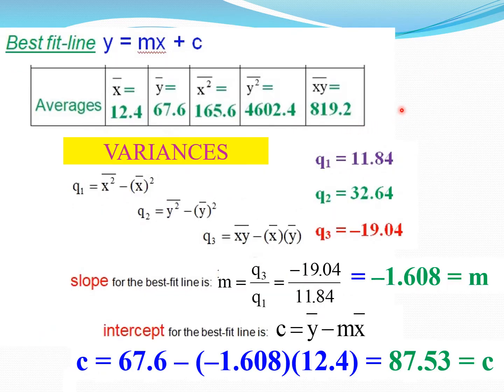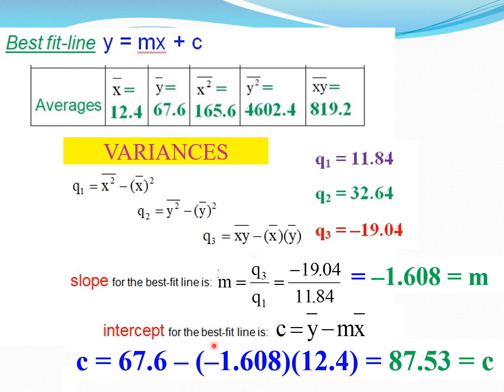So, nearly getting now to find the equation of the best fit line. First of all, we found the averages of the various sets of data. So the X, the Y's, the X squareds, the Y squareds, the XY's. Then we found the three associated variances. And we're now in a position to find the value of the slope for the best fit line and the intercept for the best fit line. So the slope M is Q3 over Q1. So divide the variance Q3, minus 19.04, by the variance Q1, 11.84. And that gives us an answer of minus 1.608. So that's our M value, the slope of the best fit line.